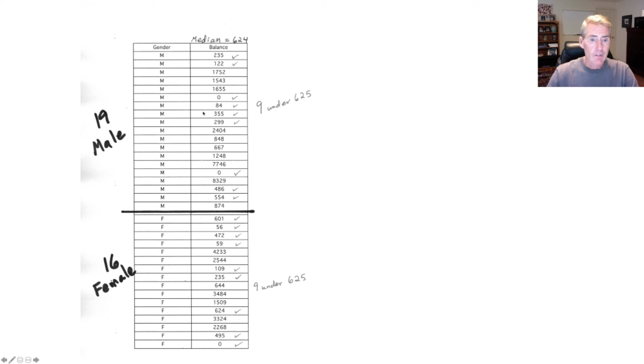So when I did it myself, this is what it looks like. First, divide. Here's the men, here's the women, and I counted there's 19 men and 16 women. And then I just put a check mark for anybody whose balance is under 625. Now it turns out that there's 9 men and there happens to be 9 women whose balance is under 625. Now organize this in a table.